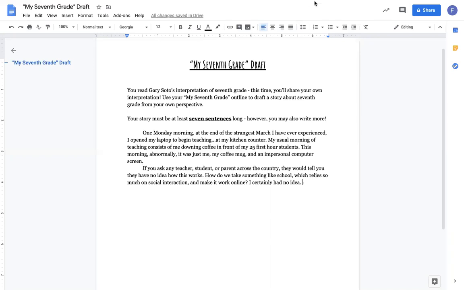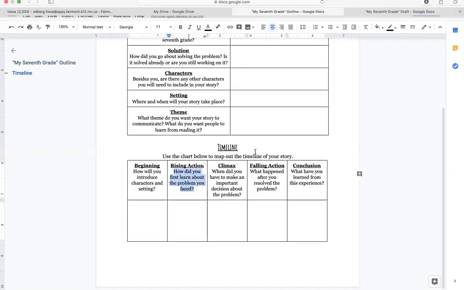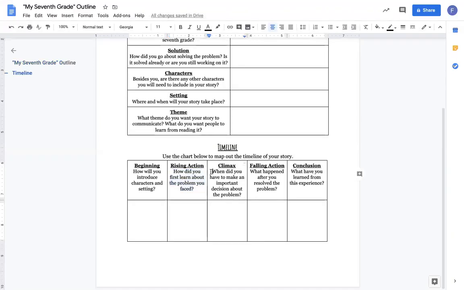So now that I've got that laid out, I want to go back to my outline. Let's look at this climax here. I want to think, where did this problem really come to a head? Where was the point in my day where I felt the most concerned about how to make online learning work, or maybe where I faced the biggest issue of the day with making it work?